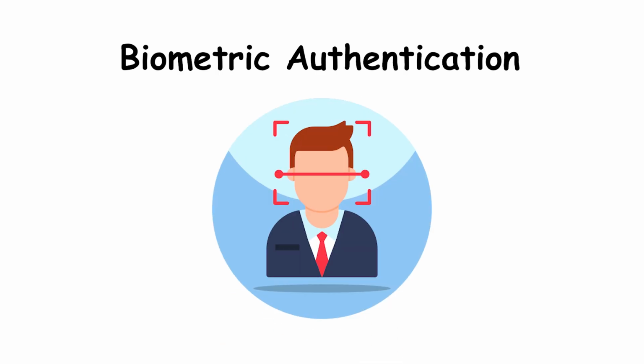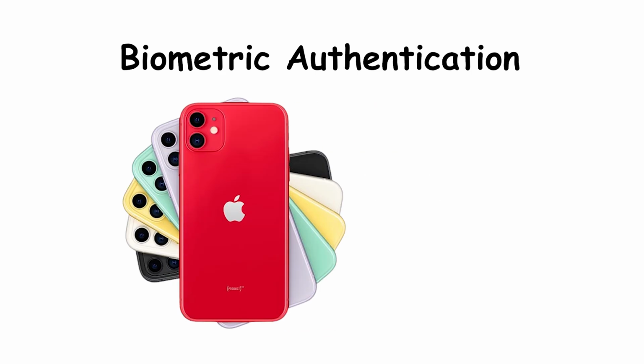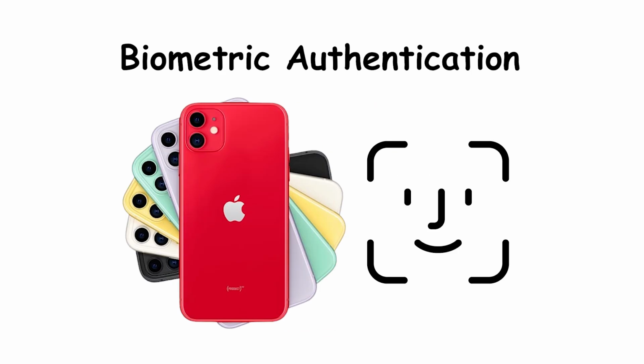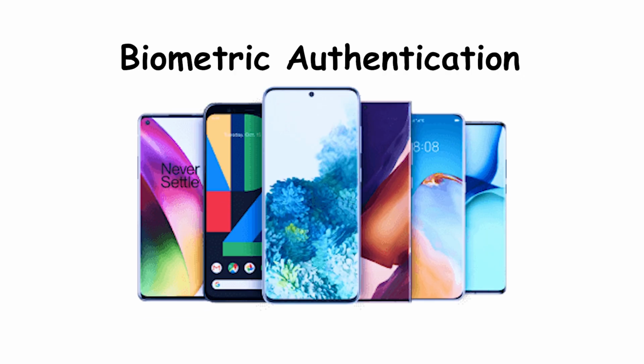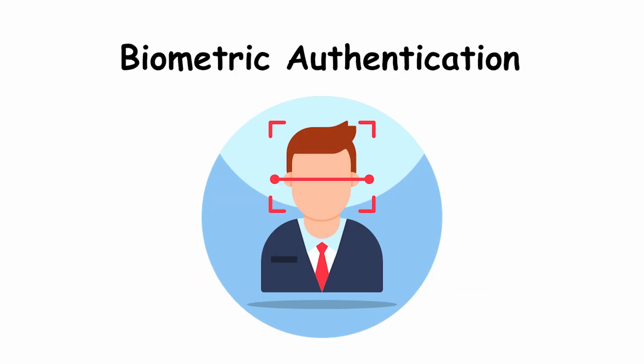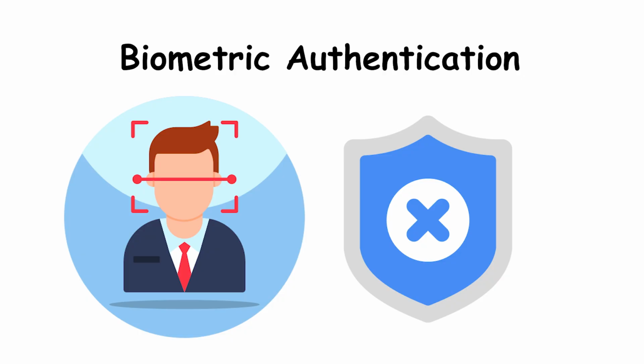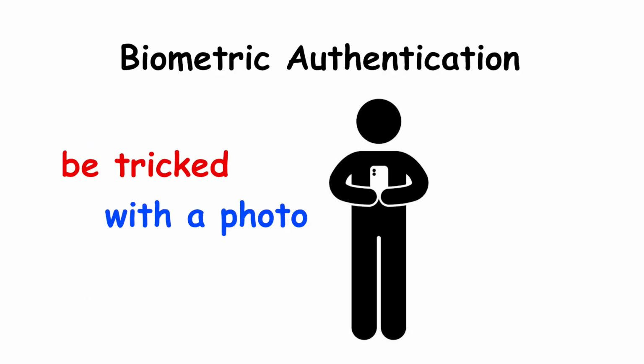Then there's face recognition. Apple's Face ID uses infrared sensors to create a 3D map of your face, making it super secure. But most Android phones use regular camera-based face unlock, which is faster, but way less secure, because it can sometimes be tricked with a photo.